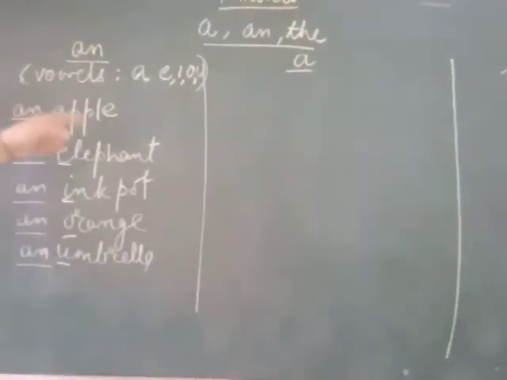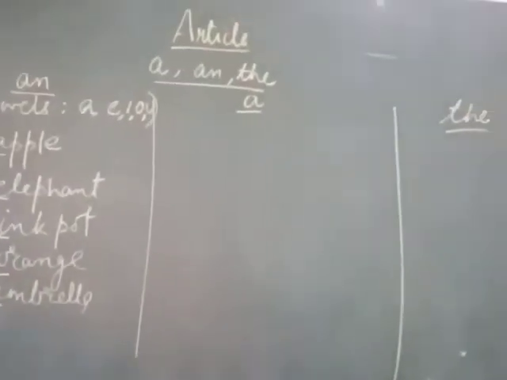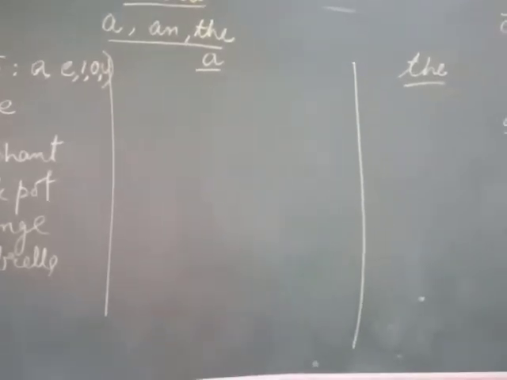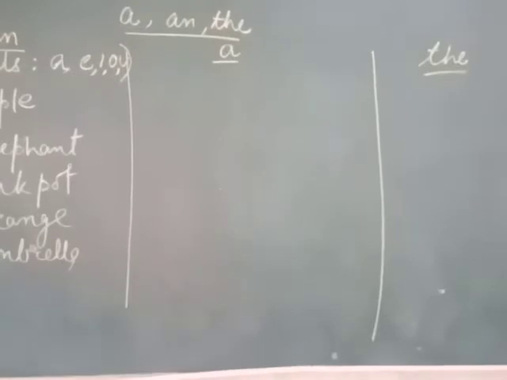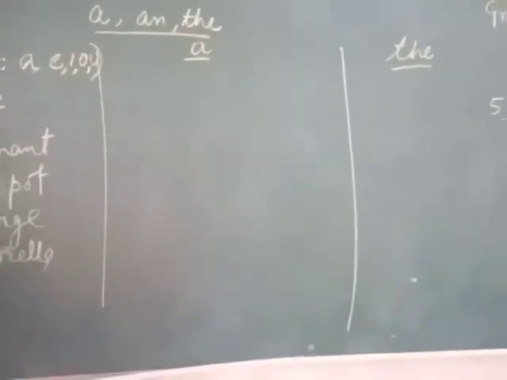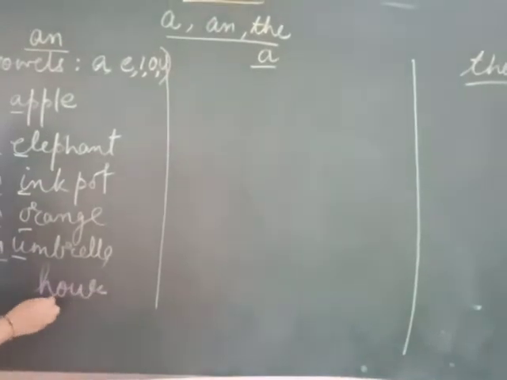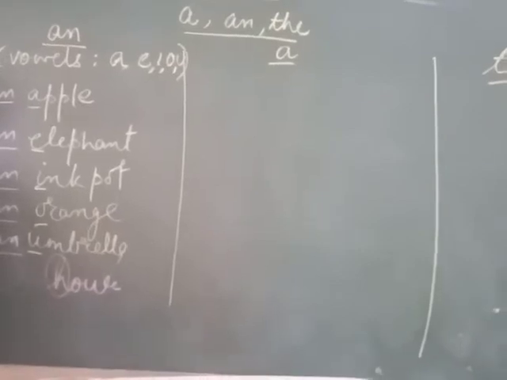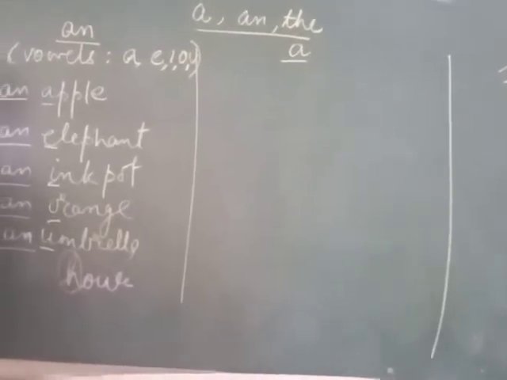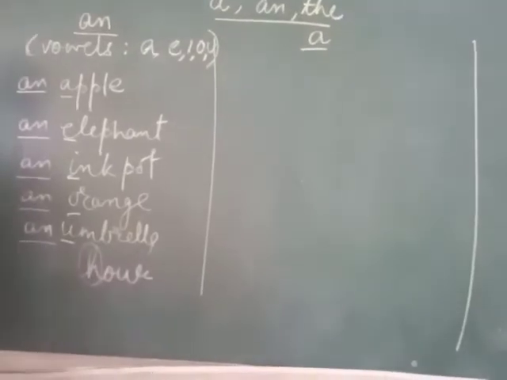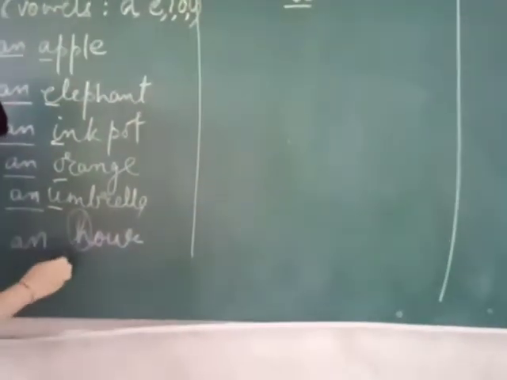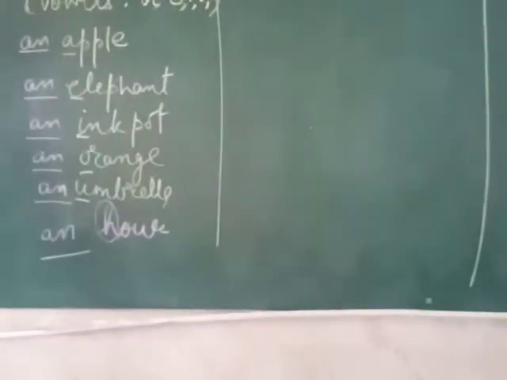But leaving these 5 letters aside, we have certain letters which are pronounced differently. Like if we take the word hour, how many letters? H is silent. So when we speak the word, it is "our". So we don't say H, we say "our". So when it is "our", it starts with a vowel sound. So what will come here? It is an hour. Is that clear?